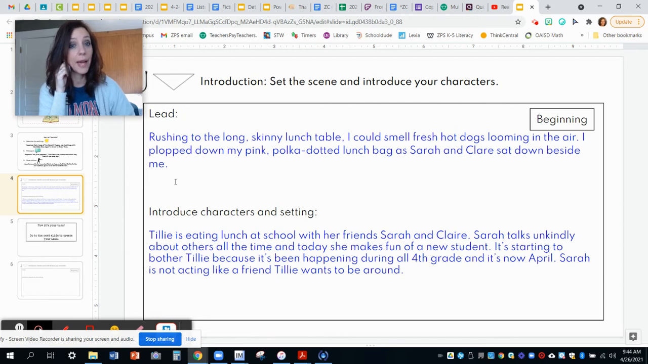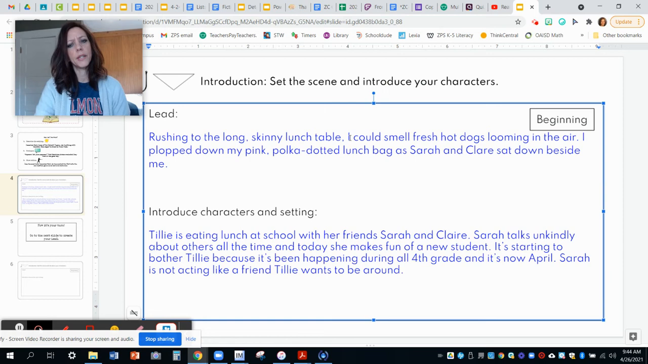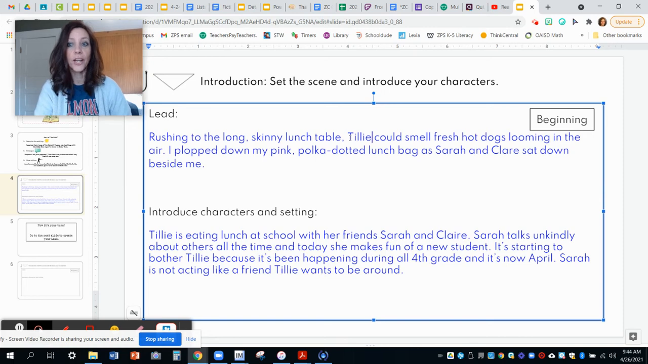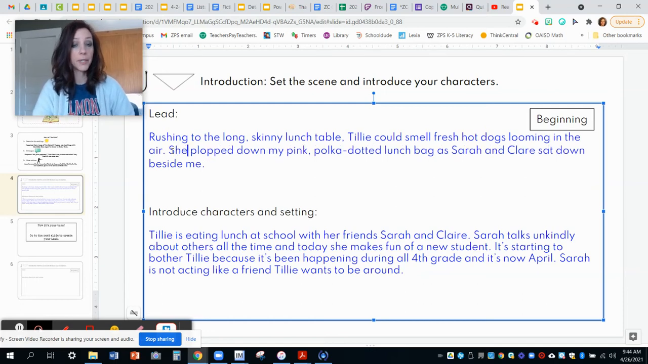Okay, so I'm showing some action, right? Rushing to the long, skinny lunch table, right? Who was my character? Tilly, right? And I'm going to take the I out and put Tilly in there, okay? Because that would be first person, and I think I want it to be a narrator showing us. So I'm going to take the I out of there, and I'm going to put Tilly could smell fresh hot dogs looming in the air. Not I, but she plopped down her... Do you see how I'm going back and I'm changing information? She plopped down her pink polka-dotted lunch bag as Sarah and Claire sat down beside her, right, like that.